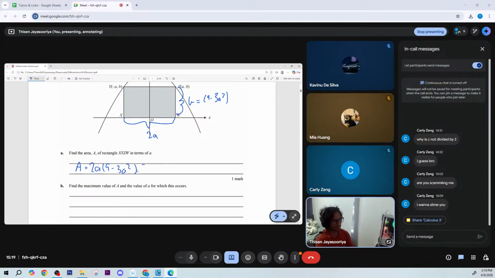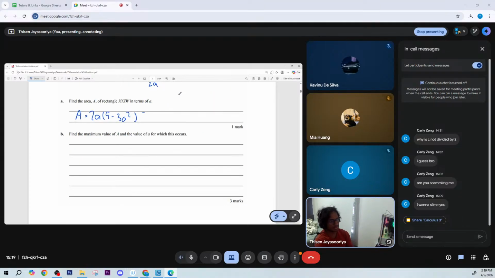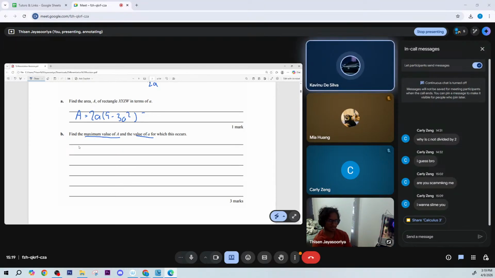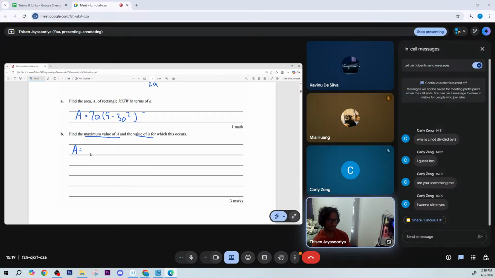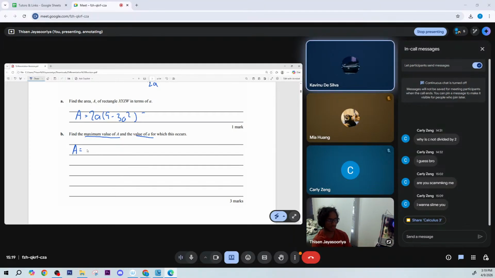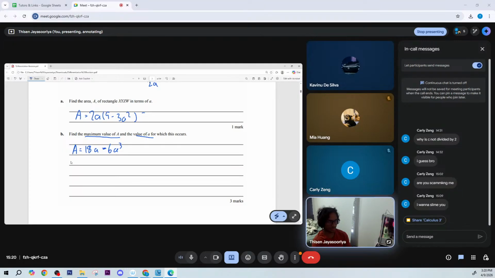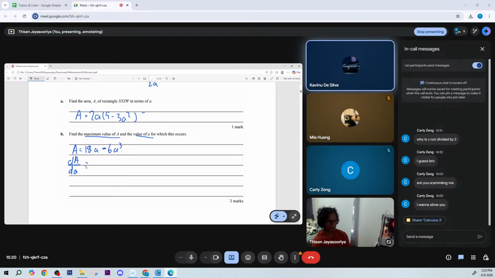So, Kavinu, how can I find the maximum value of A and the value of a at which this occurs? You have to find the derivative. So how can I turn A into a form I can differentiate? You can expand it out. So I get A equals 18a minus 6a cubed. So then what's the derivative? 18 minus 18a squared.